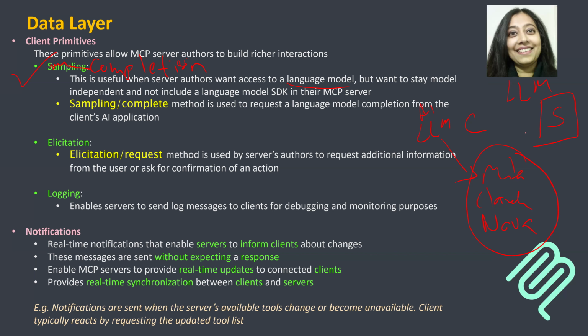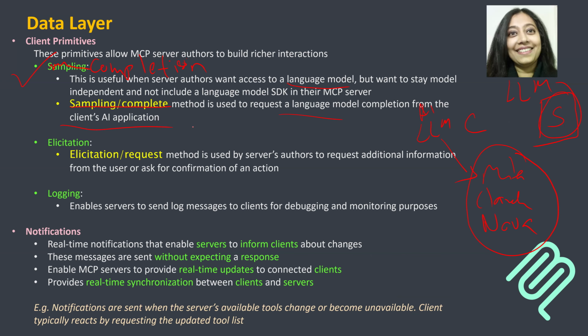And that's where this sampling/complete method comes in. Basically, servers trigger this method to request a large language model, which could be a large language model or a small language model, to complete any specific task. And this LLM is part of your client's AI application.